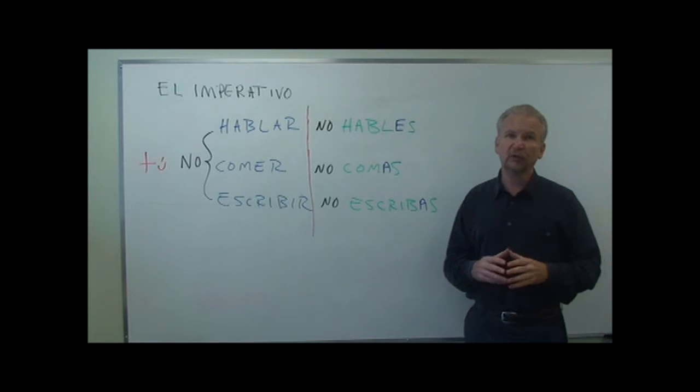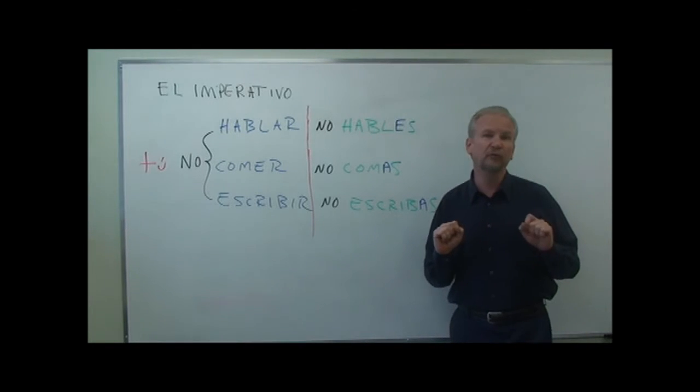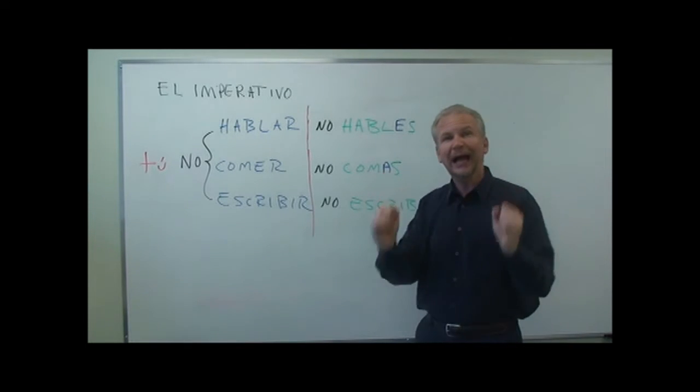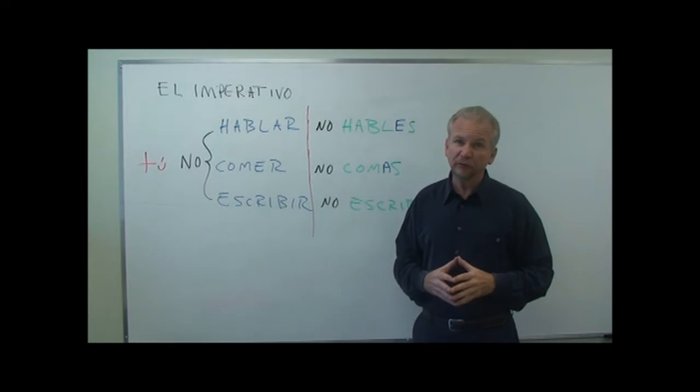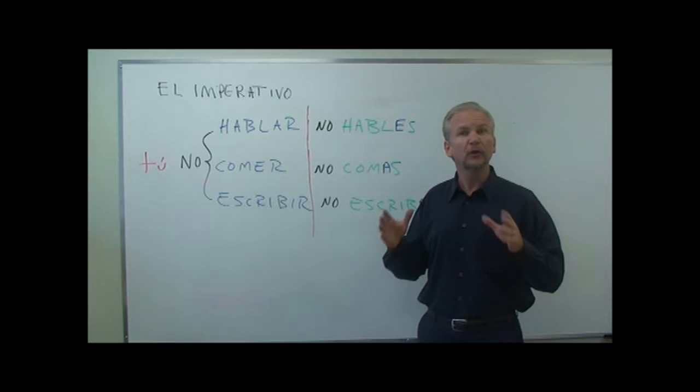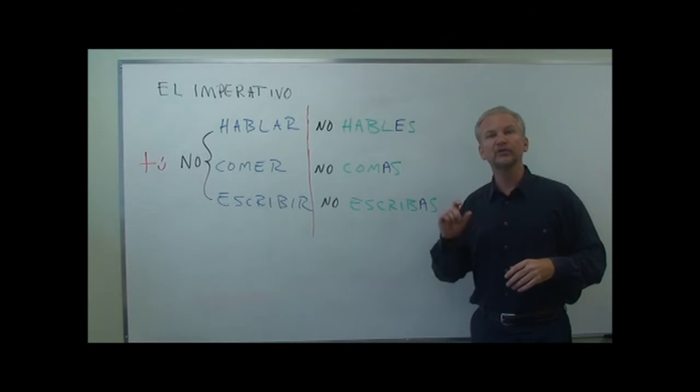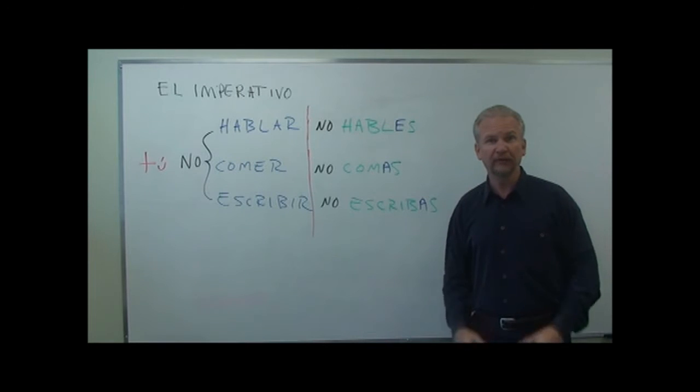So those are a little bit tricky with the tú form, because the tú form in the positive command, to speak, would just be habla. Not hables, or don't speak. No hables. There in the negative form, we change the vowel at the end.